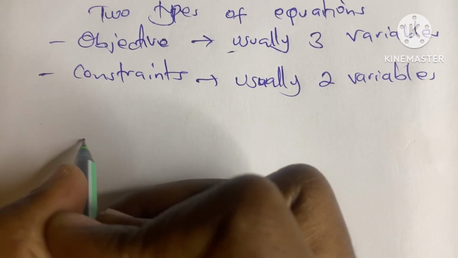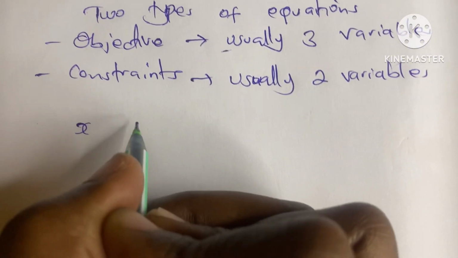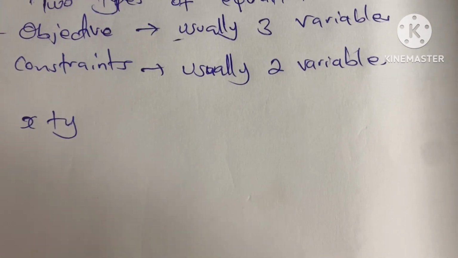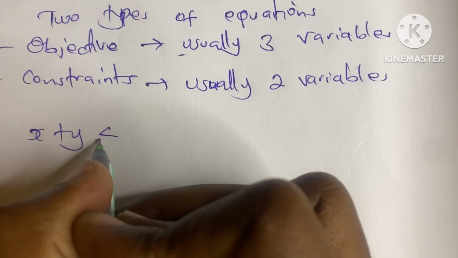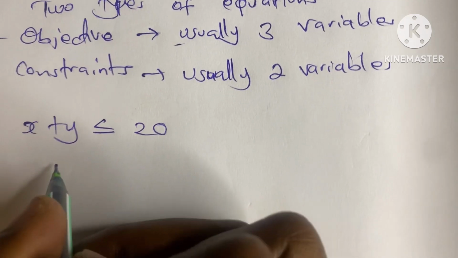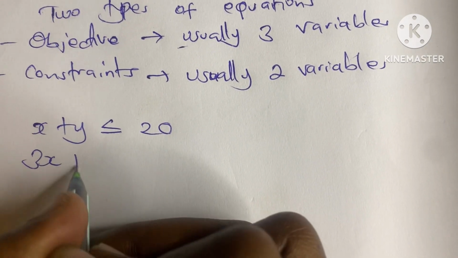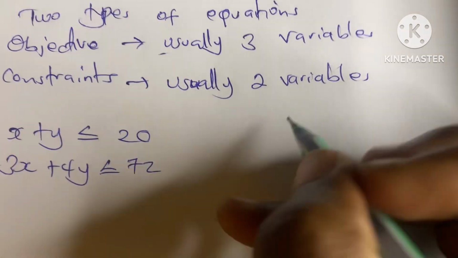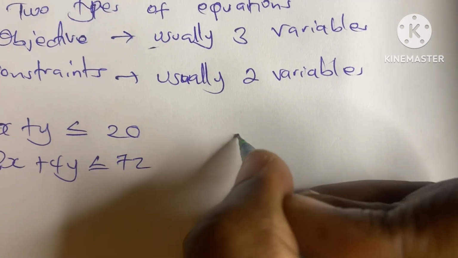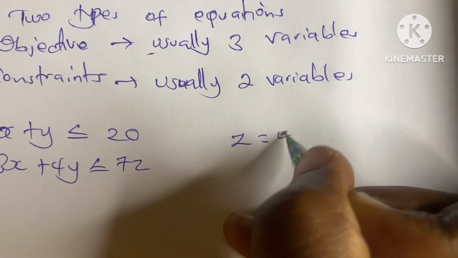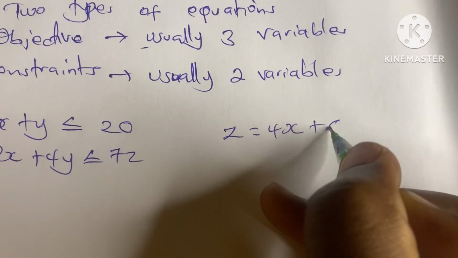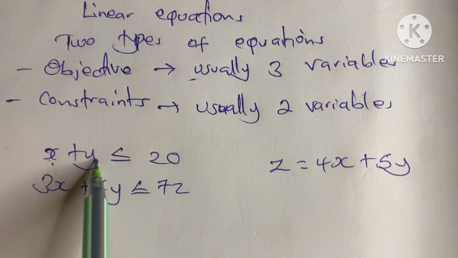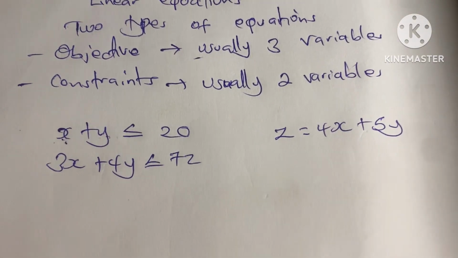So let's first have a simple example. Like we have three equations, three inequalities: x plus y less than or equal to 20, then 3x plus 4y less than or equal to 72. Then we have z is equal to 4x plus 5y. So these are the three equations that we have.